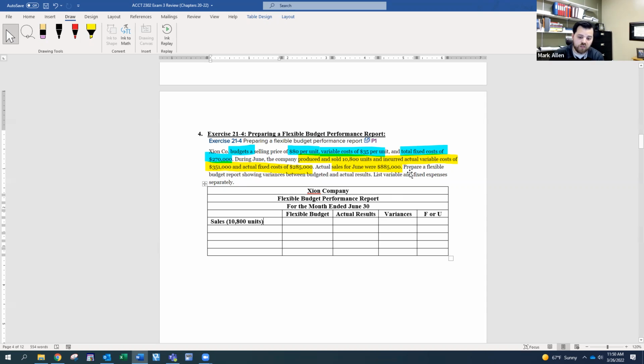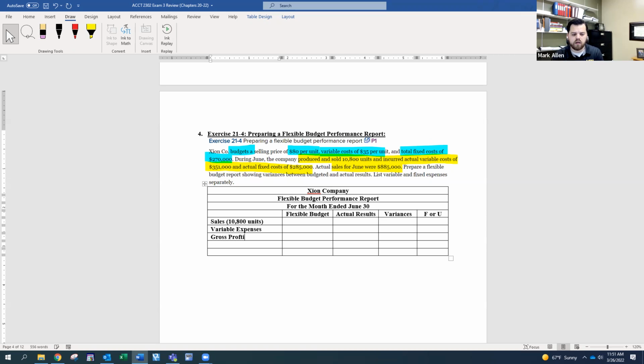Okay. Then of course we need to identify fixed or favorable or unfavorable in this outside column. So based on the information we've been given, it looks like we're being basically asked to do a variable income statement. So let's go ahead and set that up. Sales minus variable expenses. And we know that sales minus variable expenses equal gross profit.